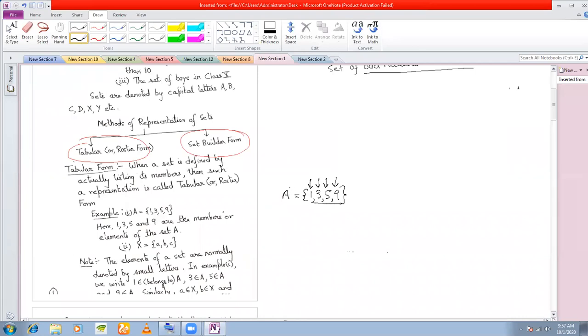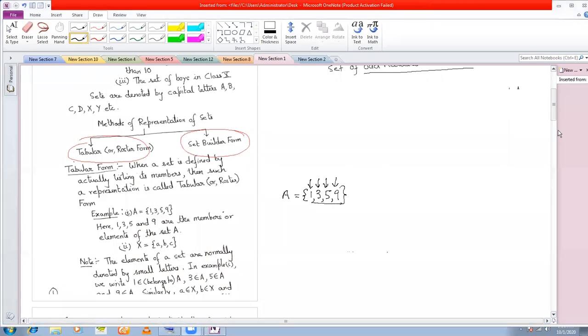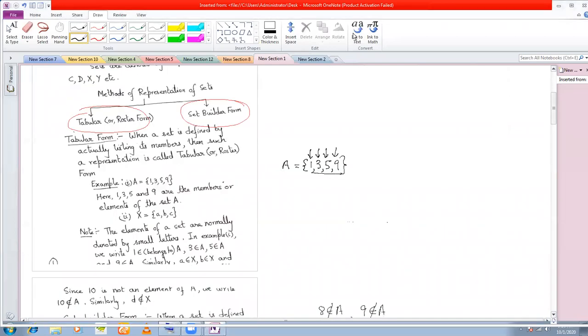No, when we'll do set builder form, we'll see that there is a way of writing a set instead of actually listing down the elements of the set. So what is it? We'll see. But know that tabular form is a form where you simply write each and every element of the set.